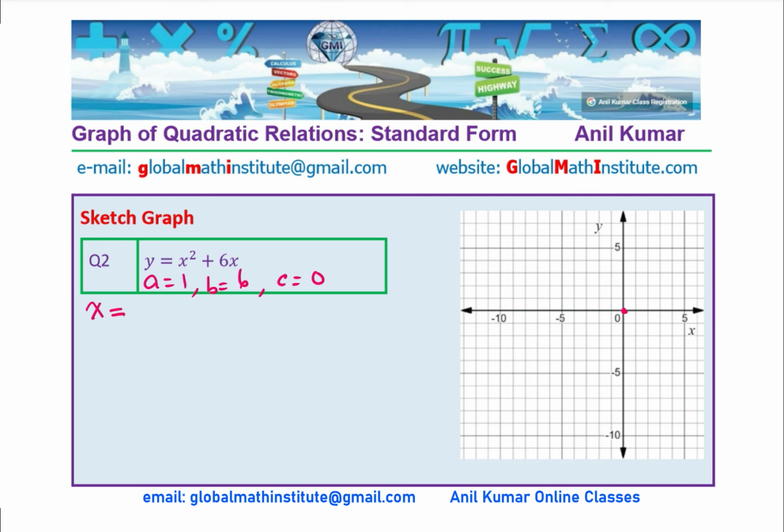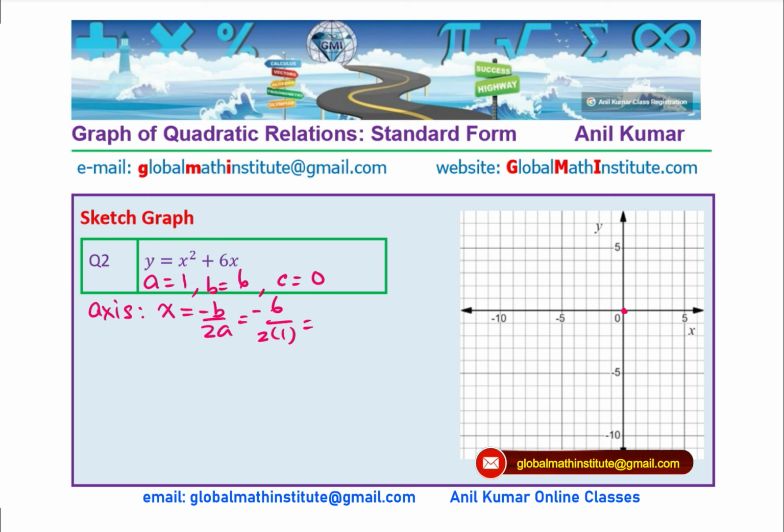So what is the x value for the axis? Let me write down the axis first. x equals minus b by 2a. b is 6, so minus 6 over 2 times a, which is 1, and that gives me minus 3. So we have the axis at minus 3 this time. So 1, 2, 3. So that is the axis. Correct. Now, a is positive, so the parabola is going to open up.